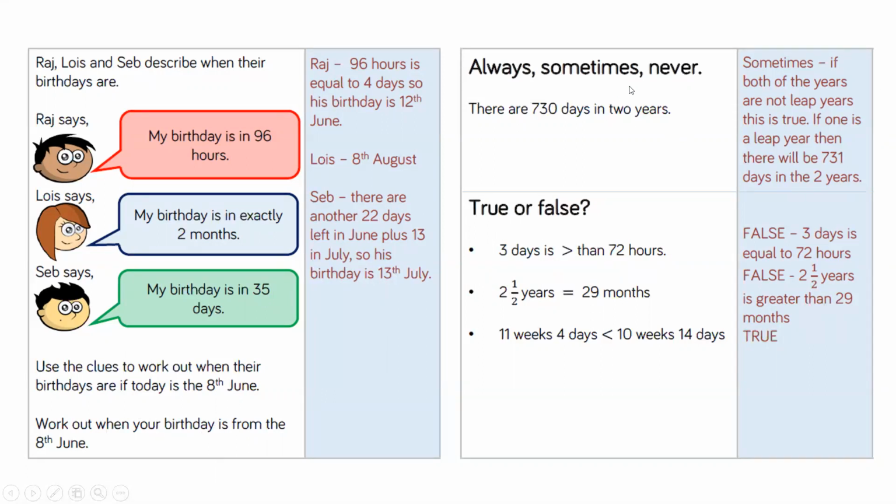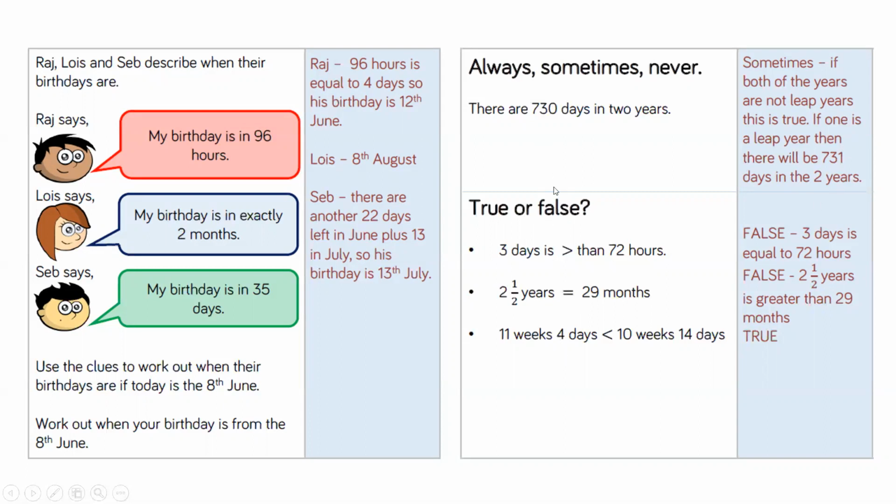Right, always, sometimes, or never. There are 730 days in 2 years. Well, that is going to be sometimes, isn't it? Because sometimes there will be 365 days in the 2 years next to each other. But there are going to be times when there's 1 year with 365 and 1 year with 366. So equally, sometimes 2 of the years together will be 731 days.